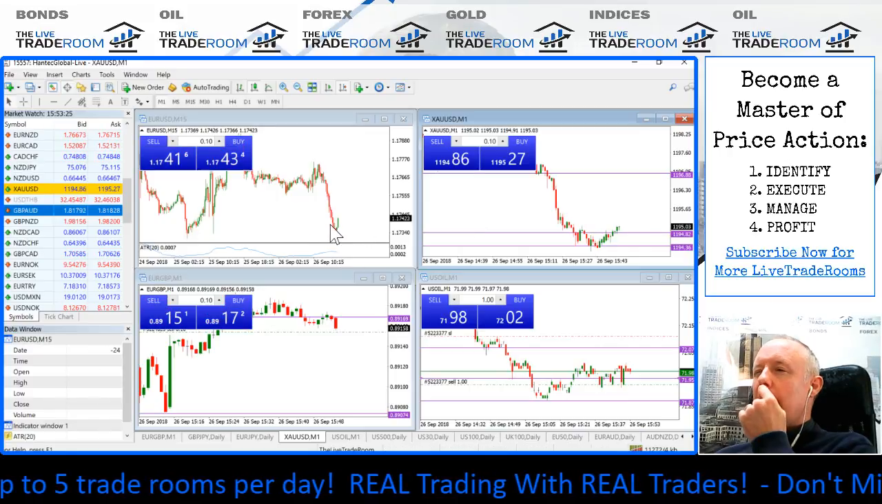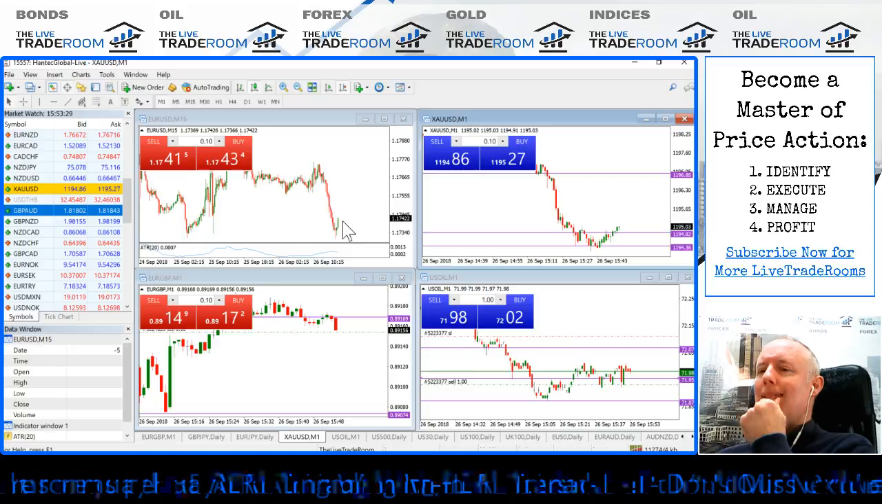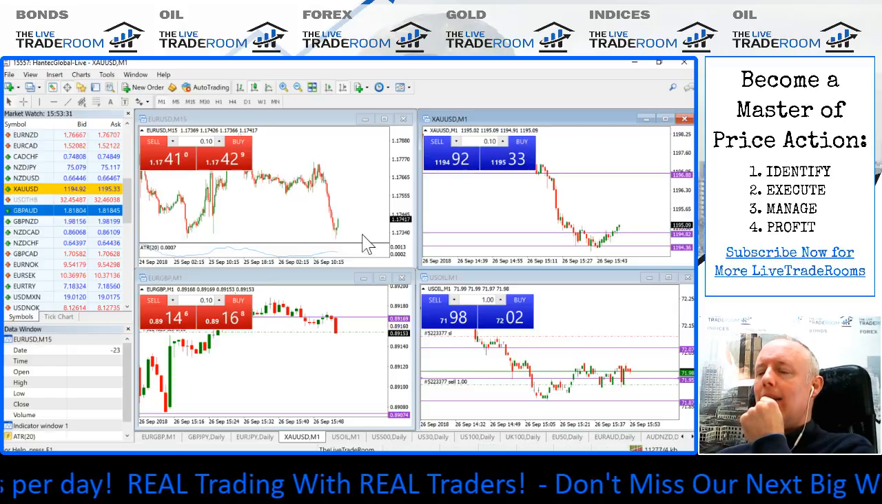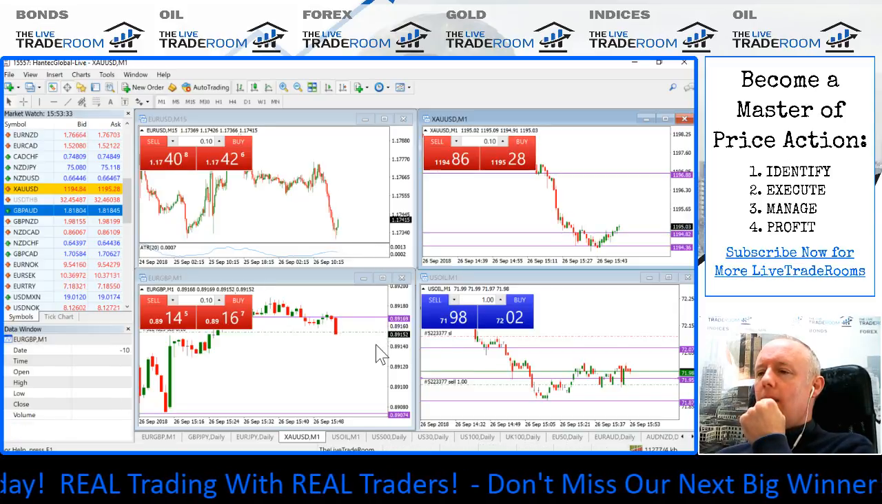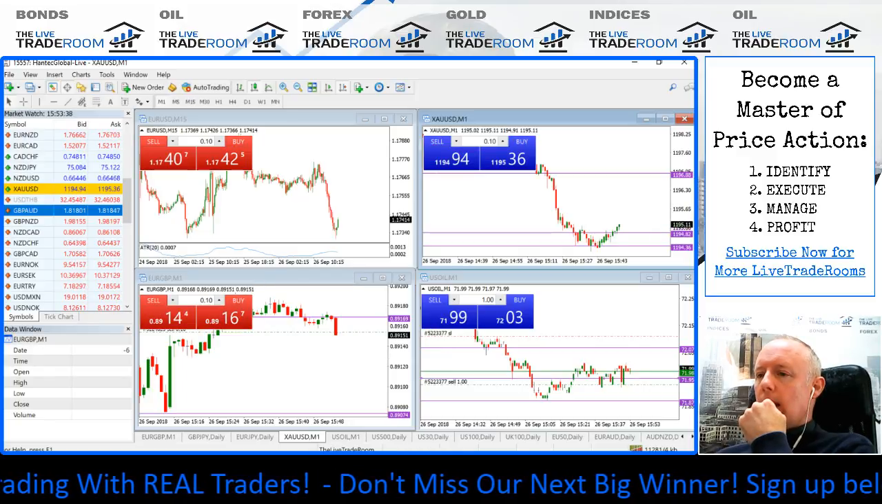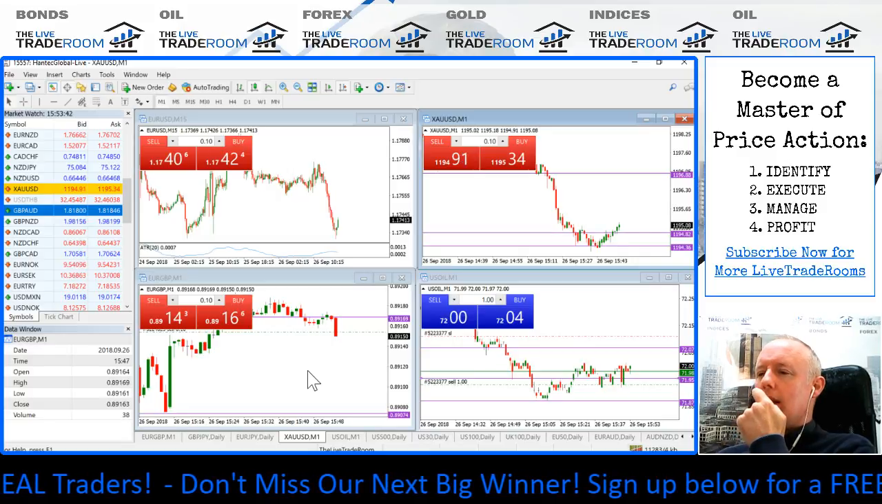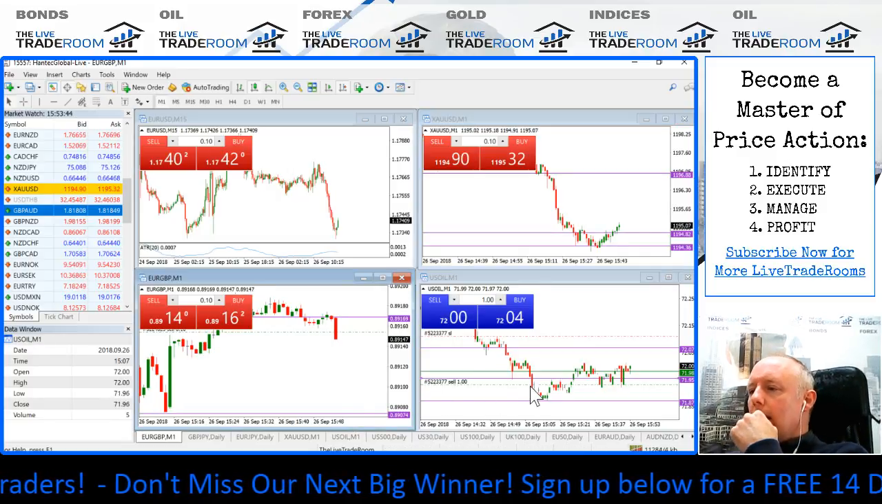And the dollar is weakening a little bit against the euro. We're getting a bit of a bounce in the euro now. So we're seeing the euro pound just break to the downside a little bit. This is exactly what we'd like to see.